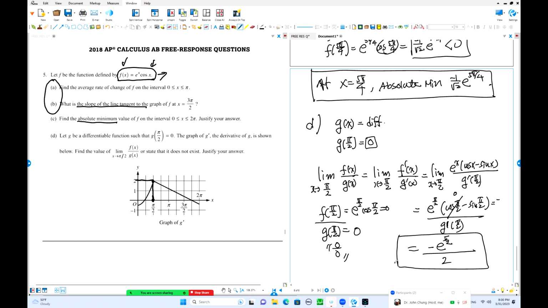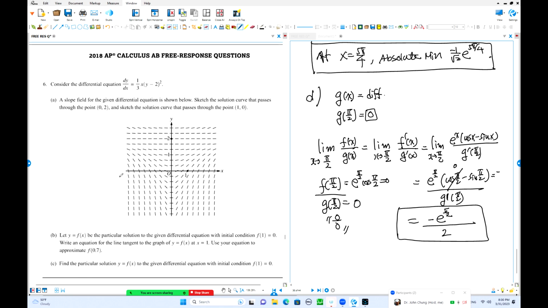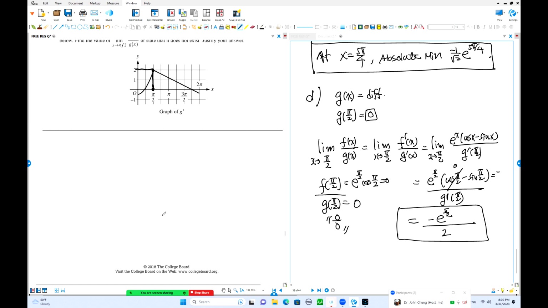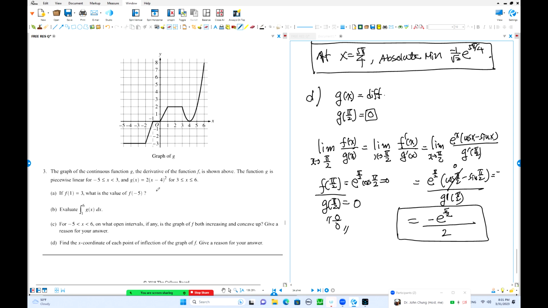Okay, number 5. The first two are okay, I think. C and D, maybe you can try C, or if you understand L'Hopital's rule and how to use it, you can try number D too. Next time, we will finish the slope field. This type of question will always be given on the test. It's very similar, the process to find the answer is almost the same on any test.